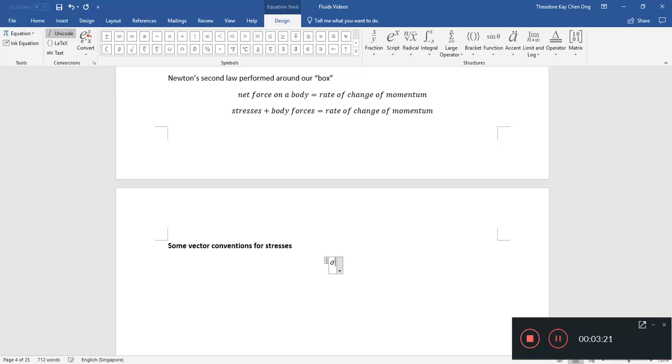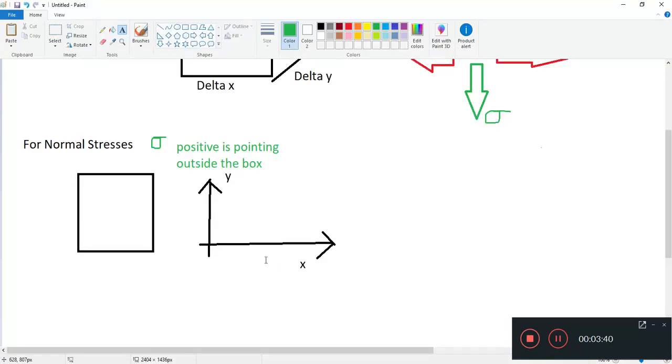Sigma, normal stresses, positive means outside the box. Positive means pointing out of the box.